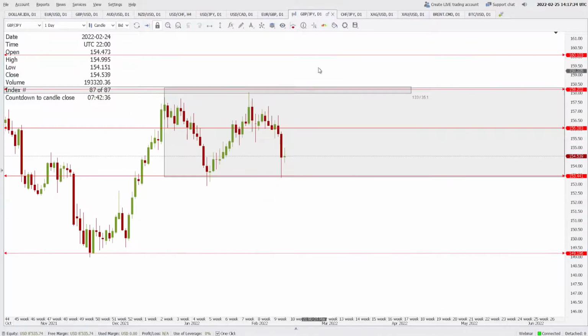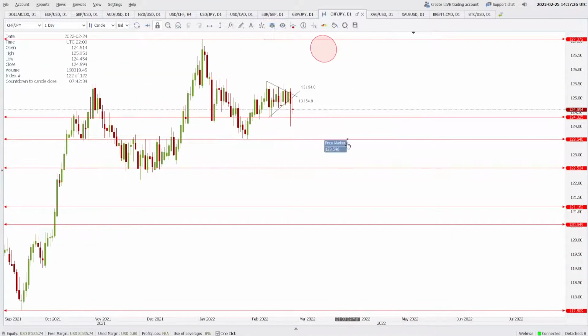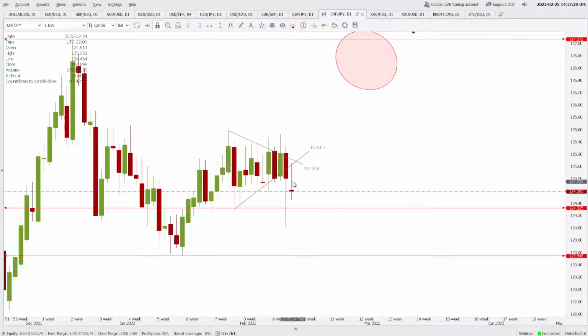Talking about CHF JPY, bearish pin bar at the resistance, not a good sign. That means 124.32 will be tested again, and if we see a close below that, then 123.54 will also be exposed. On the contrary, if the price starts going higher from here, 127.07 should supply a good resistance to the price.